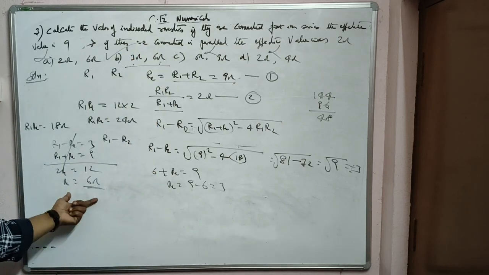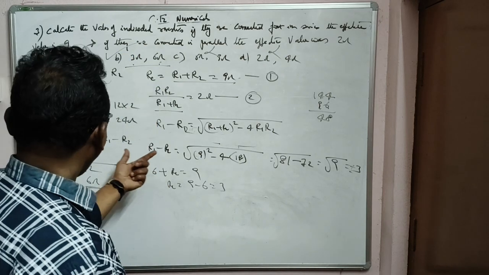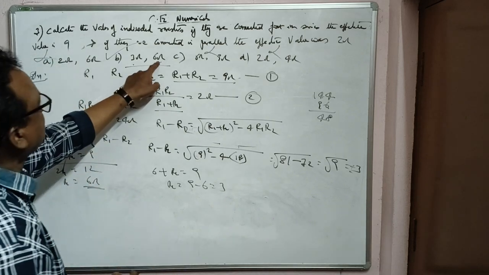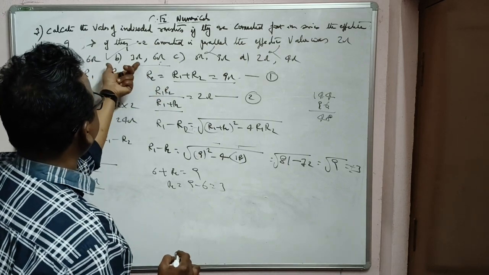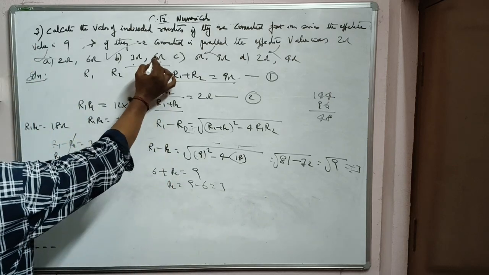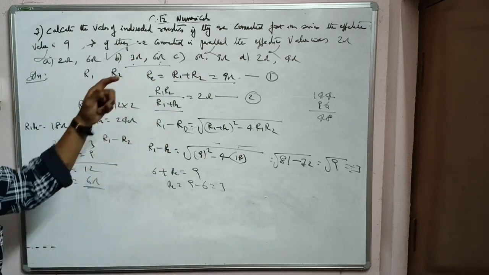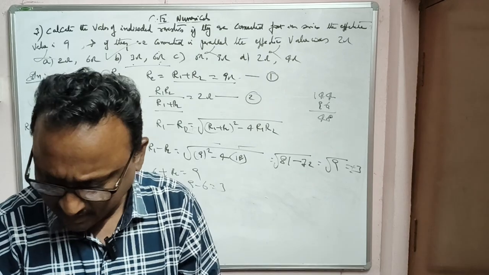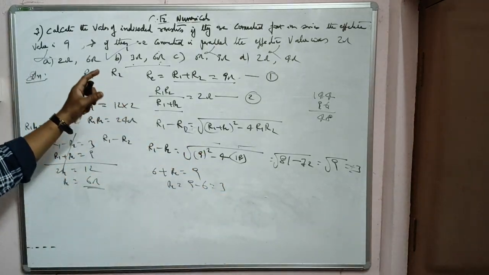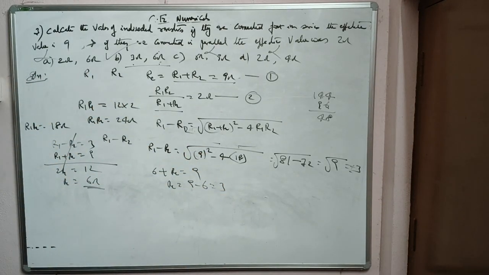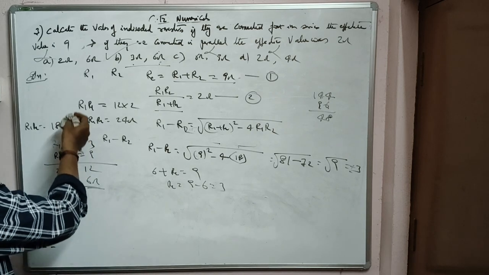This can be the answer. R1, how much did you get? R1 is 6 ohms, because he has written in a reverse manner, R1 R2, but you can take it for granted. 6 and 3 are the answers. R1 is 6 and R2 is 3 ohms. Please note down the solution. This is a little twisted problem, the third one.